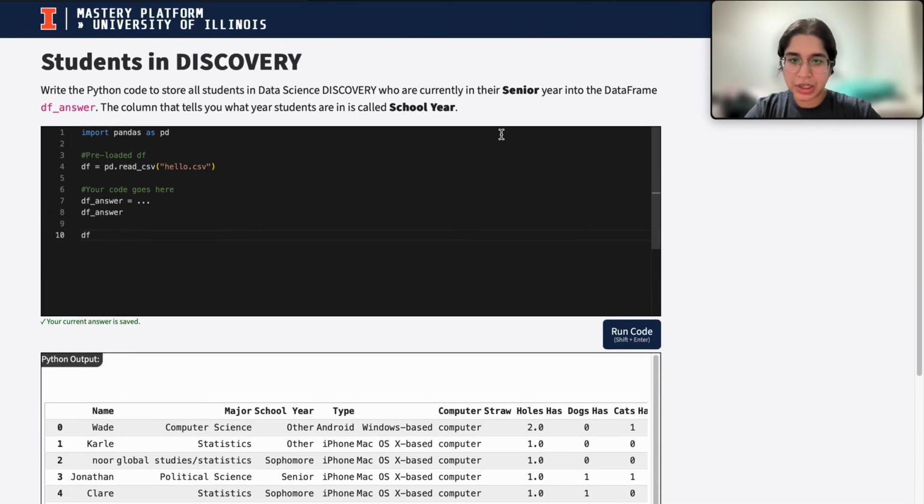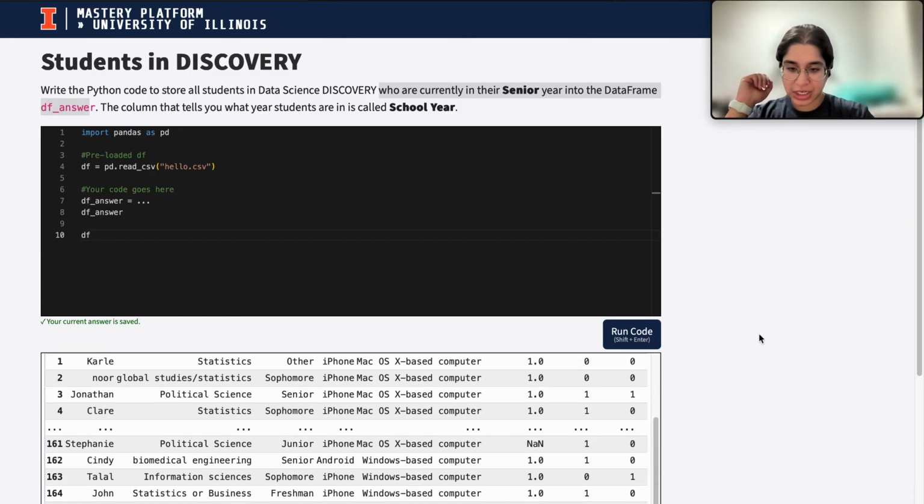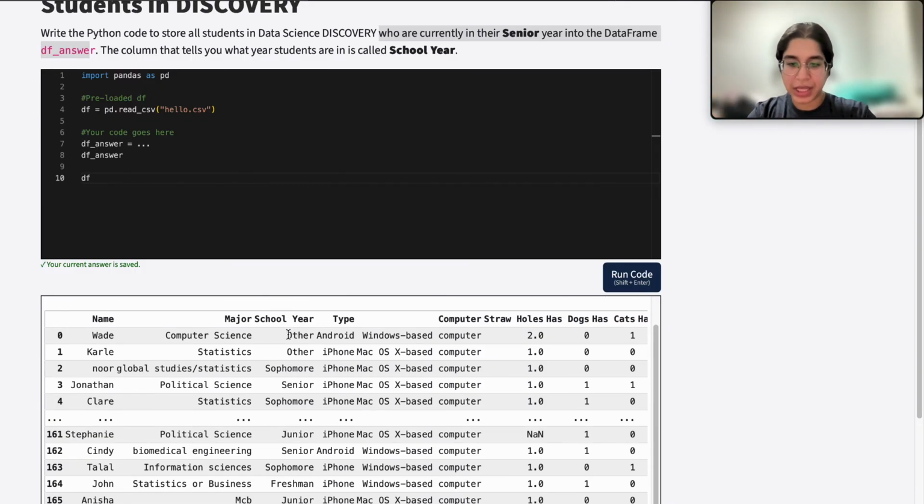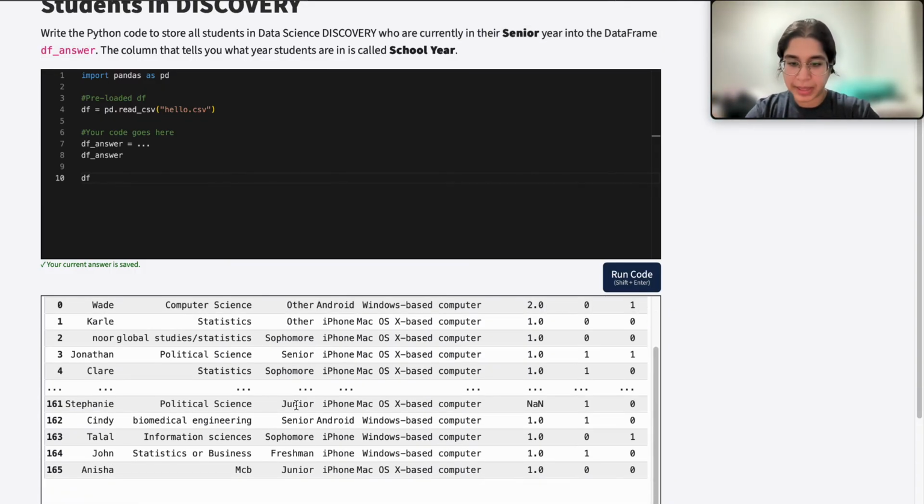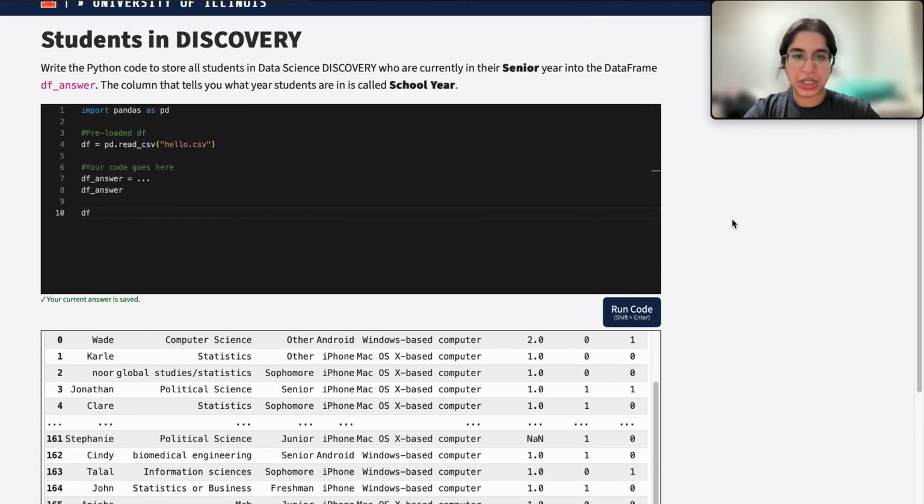So here we basically want to compile all of the students who are in their senior year into df answer. This data frame contains students who are in all the years. There's sophomores here, I guess the professors aren't really categorized into a year, so there's other, there's juniors, there's freshmen, there's all types of years. But we only want students who are in their senior year. So this means we need to filter the data frame. Our step one is to filter the data frame to only include senior students.